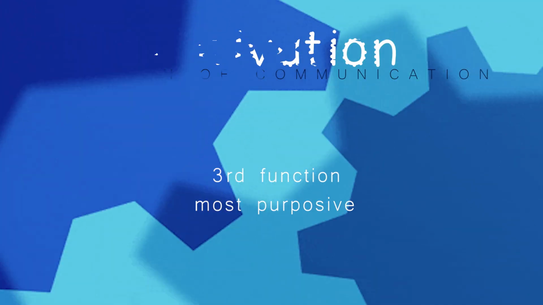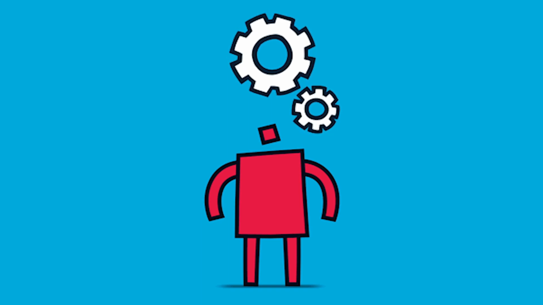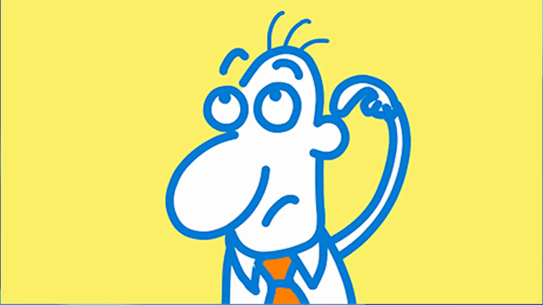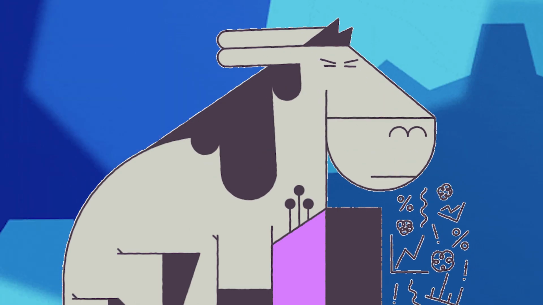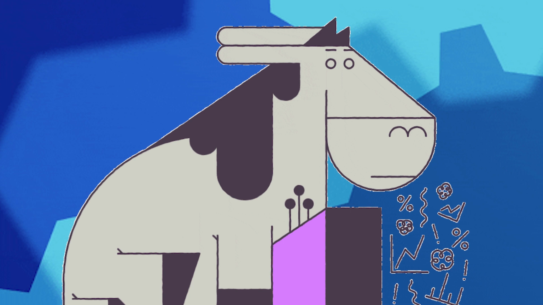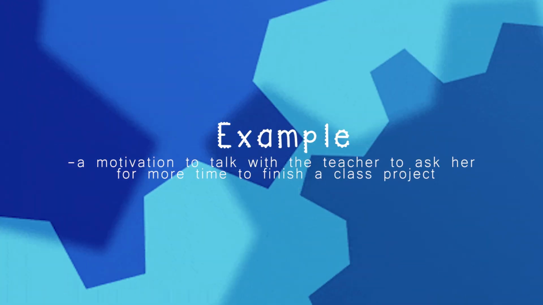When people communicate, they always have a purpose or a reason. Why do people talk about this and not that? Why talk to him but not to her? It is because there is a goal to be achieved, a motive that must be accomplished. Let's take a look at this example.